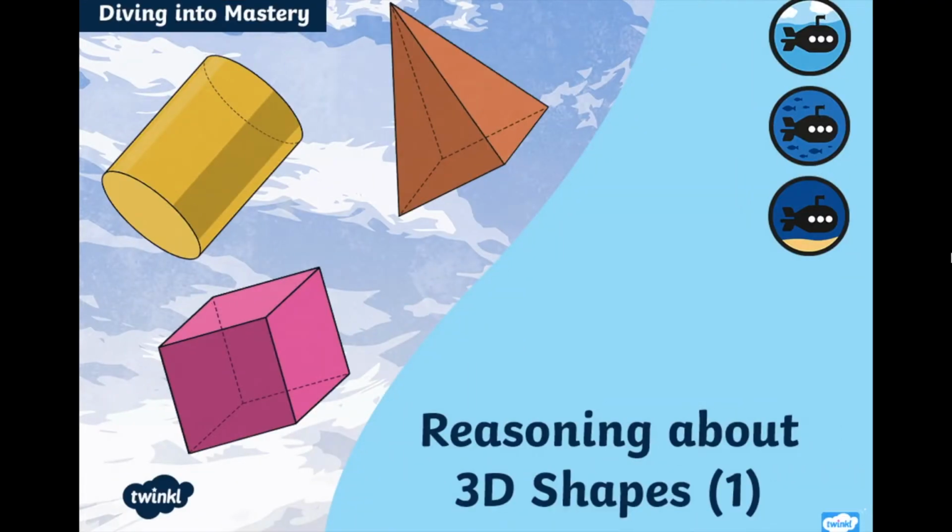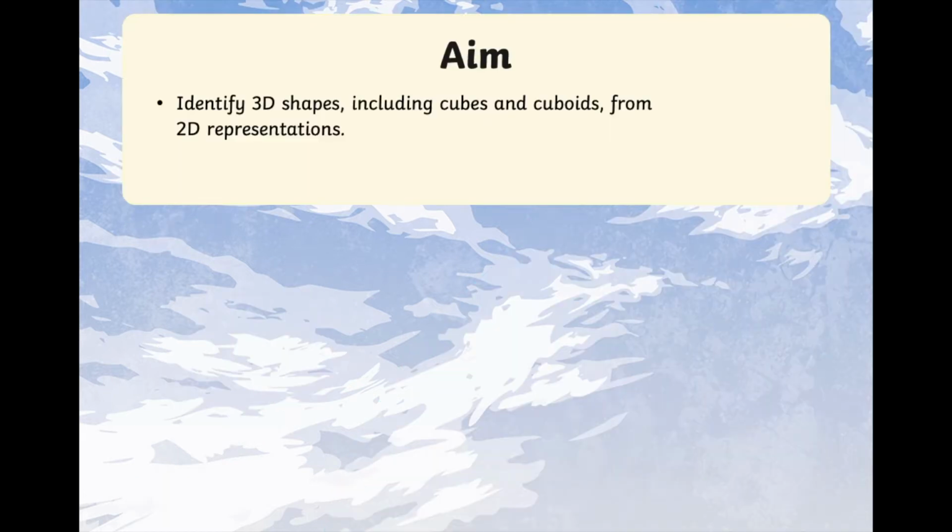Today we are carrying on looking at shapes, so let's get into it. Today we're going to look at some reasoning about 3D shapes. Hopefully by the end of this you'll be able to identify 3D shapes including cubes and cuboids from 2D representations.